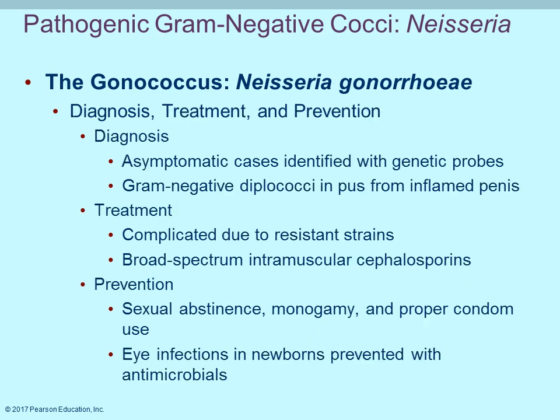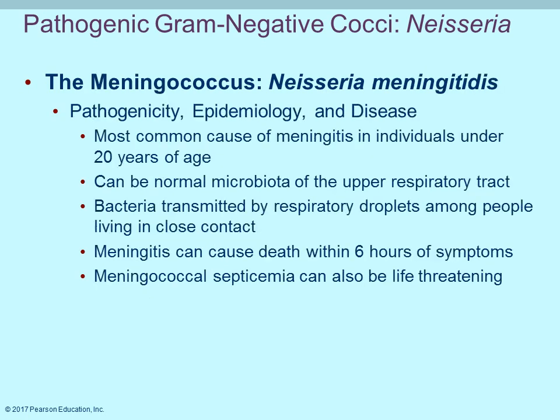So how are you going to diagnose it? You can use different genetic probes. You can try using some medications. A growing concern is that resistant strains to medications are appearing. Prevention: sexual abstinence, proper condom use, only one partner, etc. And in terms of newborns, to prevent eye infections, you can give antibiotics.